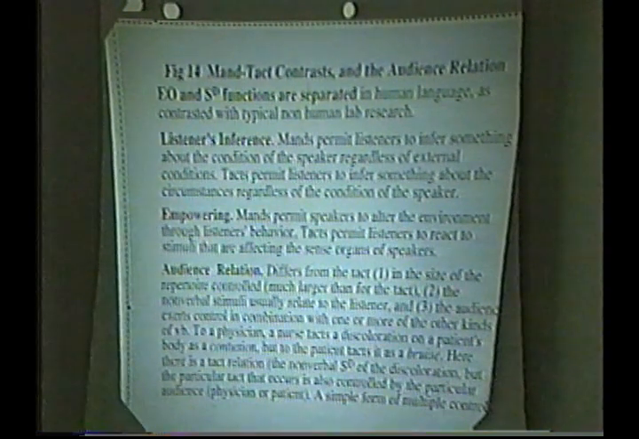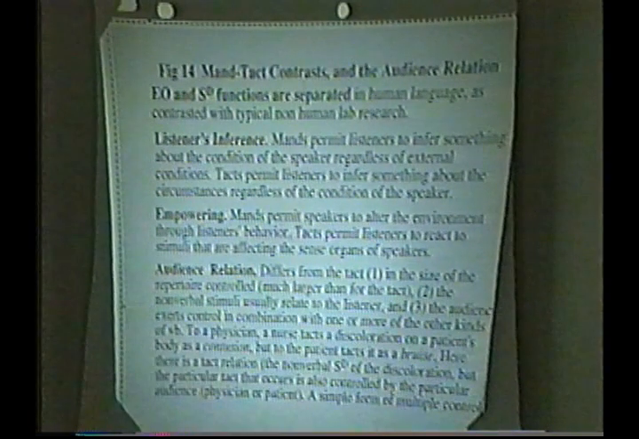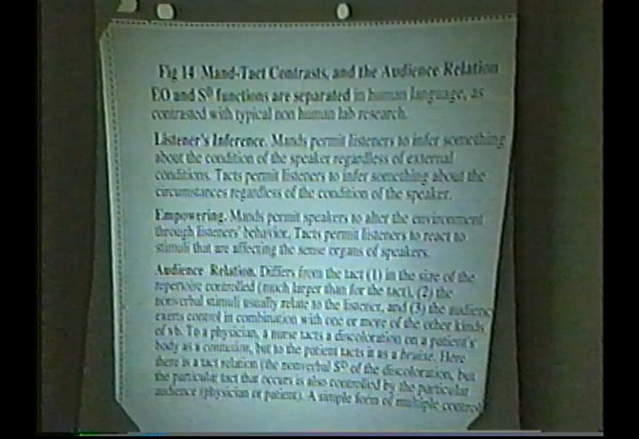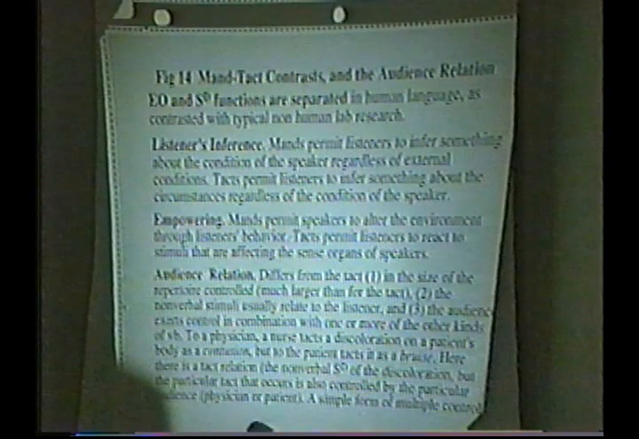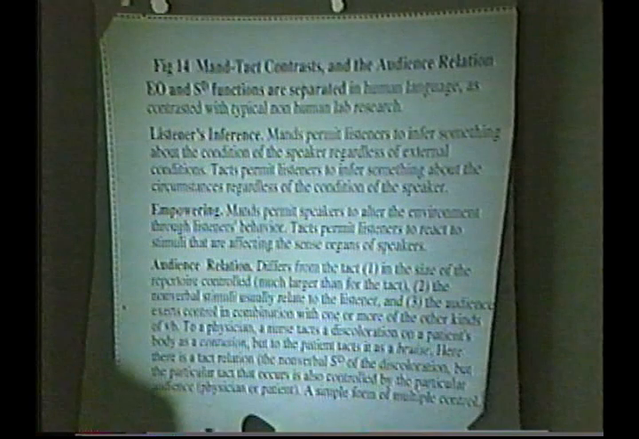So the audience relation: the audience is the person that you're talking to. And audience doesn't mean an audience like this. It means simply the listener. The audience variable differs from the tact. The audience is typically a nonverbal stimulus: a person's appearance, a person's facial characteristics, a person's clothing. Those are nonverbal stimuli that characterize the audience. So the audience relation is like a tact, but it differs in several ways, and those are laid out here. Read them at your leisure.